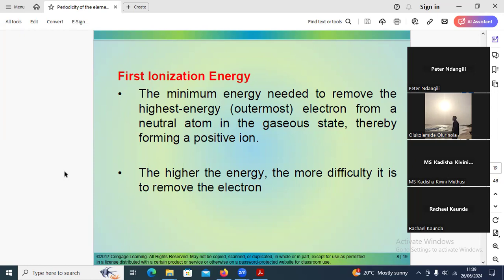If we lose a second electron, then we talk about the second ionization energy. And if we are able to lose a third electron, then we talk about the third ionization energy, and so forth. Now, this ionization energy is a measure of how easy it is for us to remove an electron from a neutral atom in a gaseous state. The higher the energy, the more difficult it is for us to remove an electron from that particular gaseous atom.